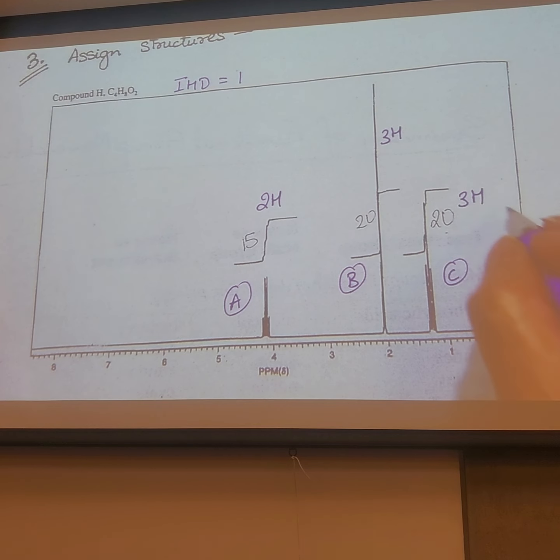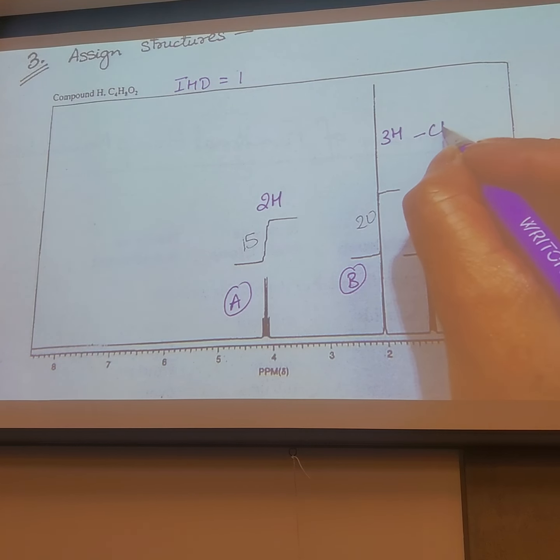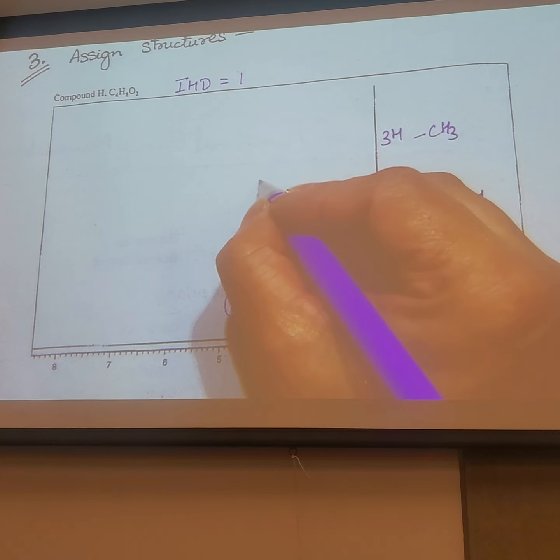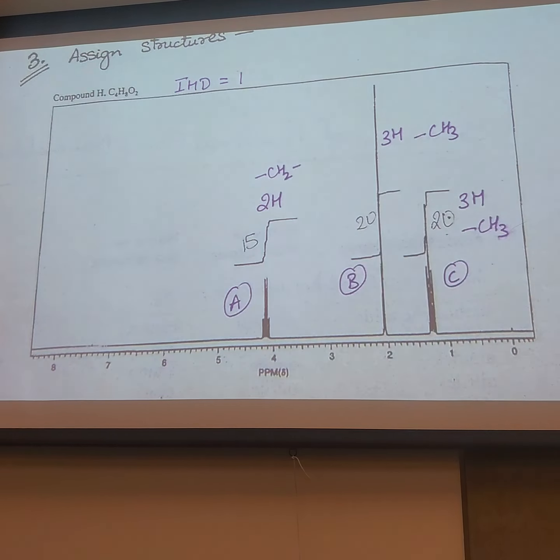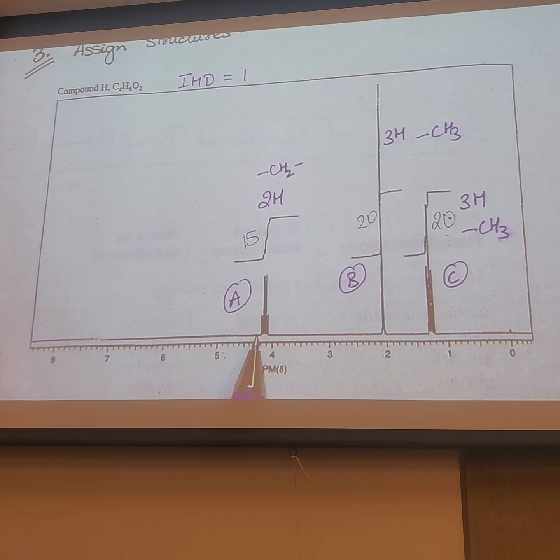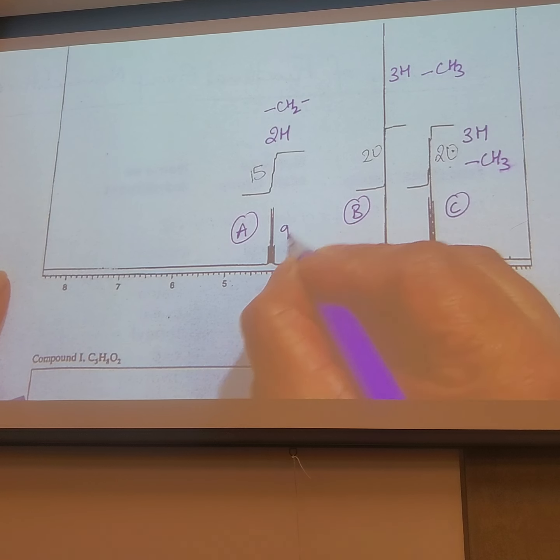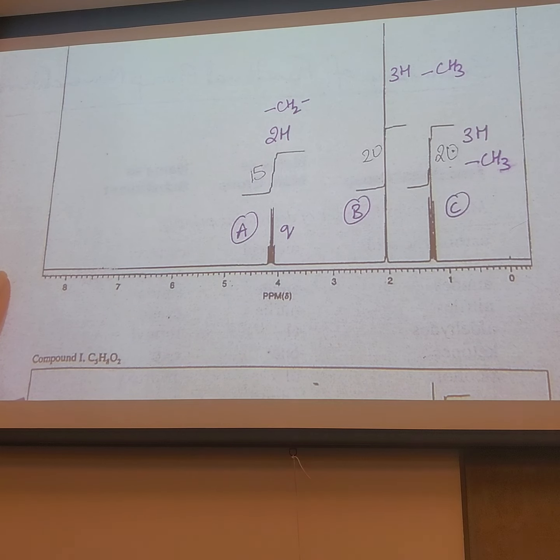So do you think we can therefore call this signal a methyl group? Yes. B can also be a different methyl group, and A is a methylene group. Everybody okay? Please, let's look at the multiplicities. What's the splitting pattern of A? It's a quartet. What about B? Singlet. What about C? Triplet.